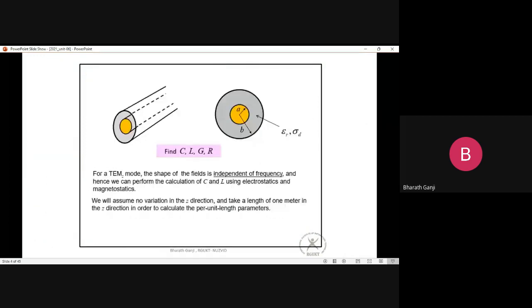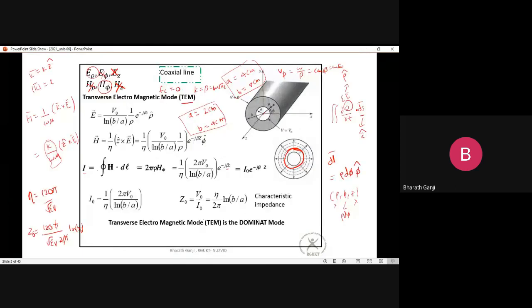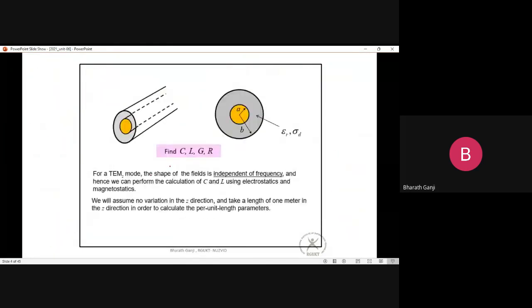So anyway, with this said, because it's a transverse electromagnetic wave, definitely it should have some line parameters. Because it's a TEM wave, I can say that the shape of the electric and magnetic fields is not going to change with the frequency. So while analyzing, we can analyze the line parameters. What I want to find is the value of capacitance per unit length, the inductance per unit length, the conductance per unit length, and the resistance per unit length.